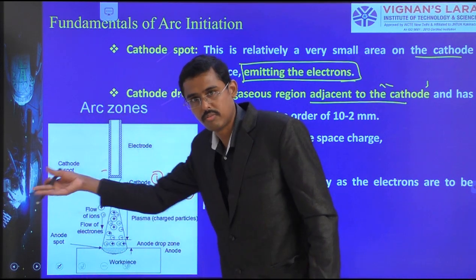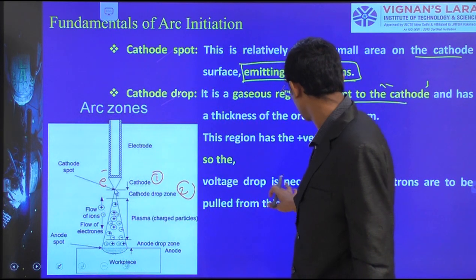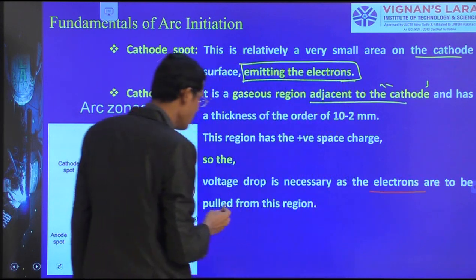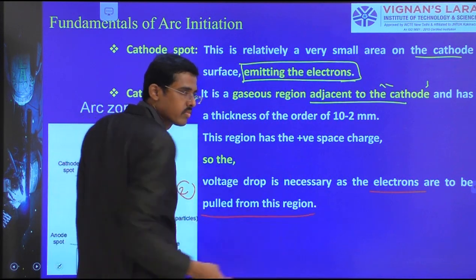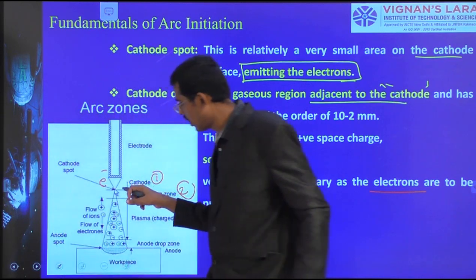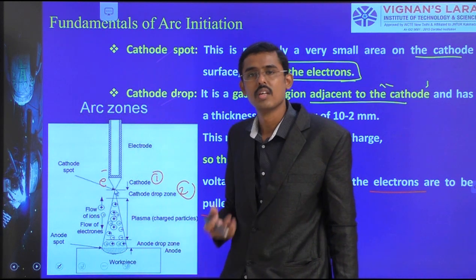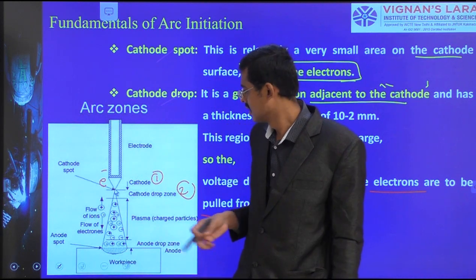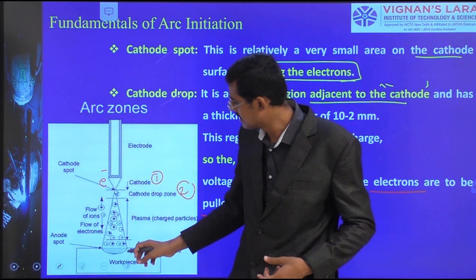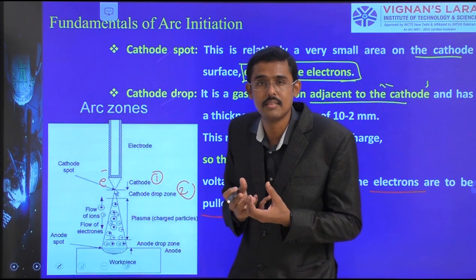We understand from the previous graph, the voltage drop is necessary as the electrons are to be pulled from the region. Electrons are pulled from those regions. This electron should come down and then hit here. I have told you, these electrons are lighter in weight and these ions are heavier. Therefore, this attraction process is started.